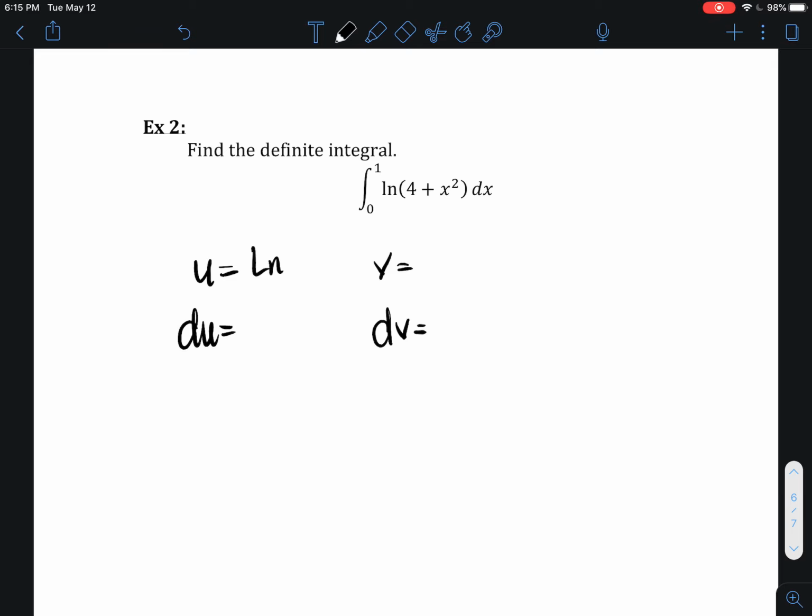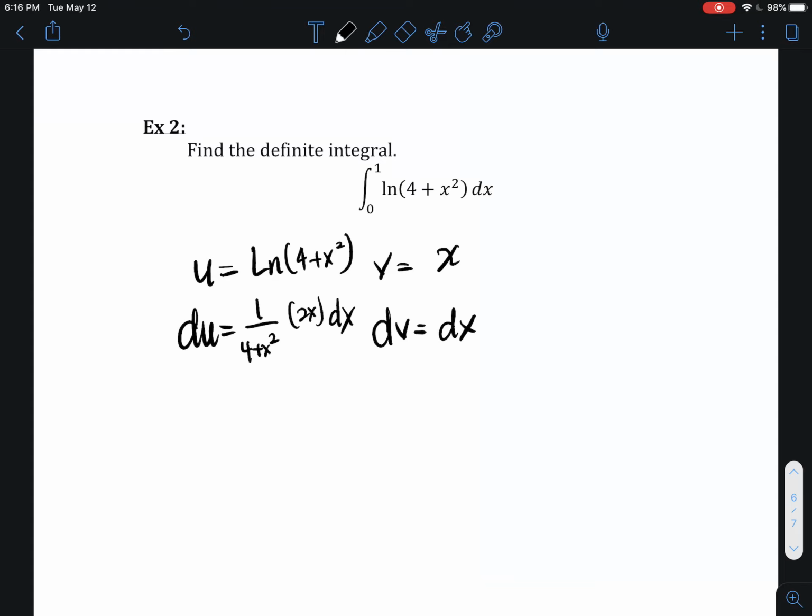There's only the natural log of 4 plus x squared. Okay, so that would become easier once you take the derivative. So that would be 1 over 4 plus x squared times 2x dx. And our dv part is going to just be dx. So our integral for dx is just x. Purposely I'm doing it this way so that it can actually simplify a lot better.